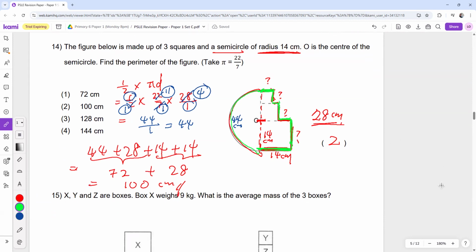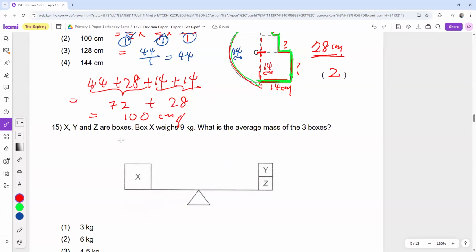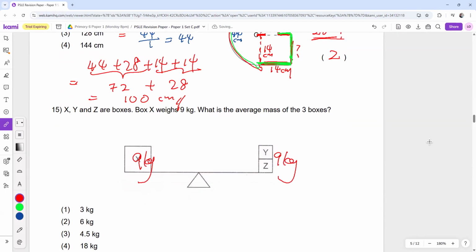Okay, let's go to next one. Question 15. Question 15, okay, X, Y, Z are boxes. Box X weighs 9, put 9. Every time you see a picture, put numbers into your picture. And Y and Z must also be 9, because they are equal, right?